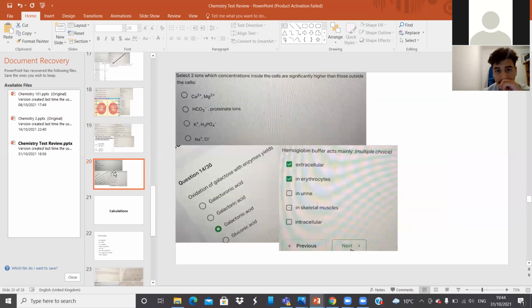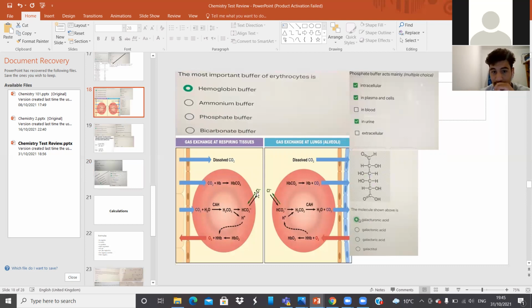Okay, so select two ions whose concentration inside the cells is higher than outside the cell. Okay. So I can start with calcium. I'm not sure about calcium because calcium participates in active transport. Okay, so therefore it has very high concentration inside the cell. So that's not true. Bicarbonate gets transported outside of the cell. So this might be correct because during the chloride shift phase of gas transport, hold on, where's chloride? Yeah, here. It gets transported outside the cell.